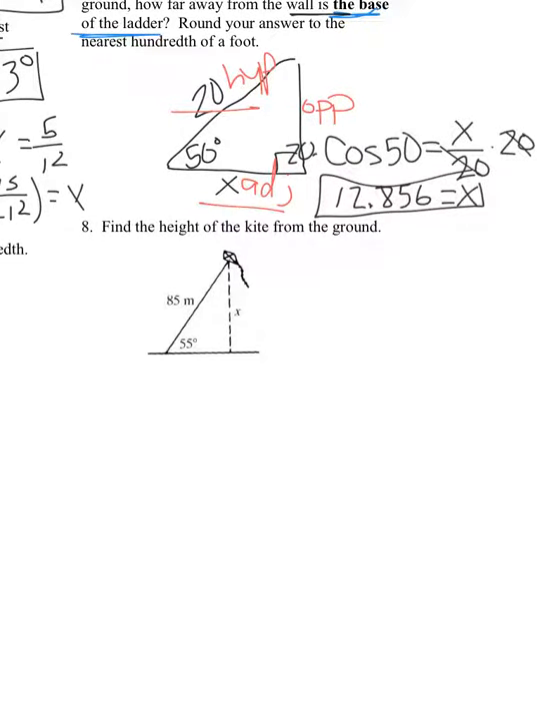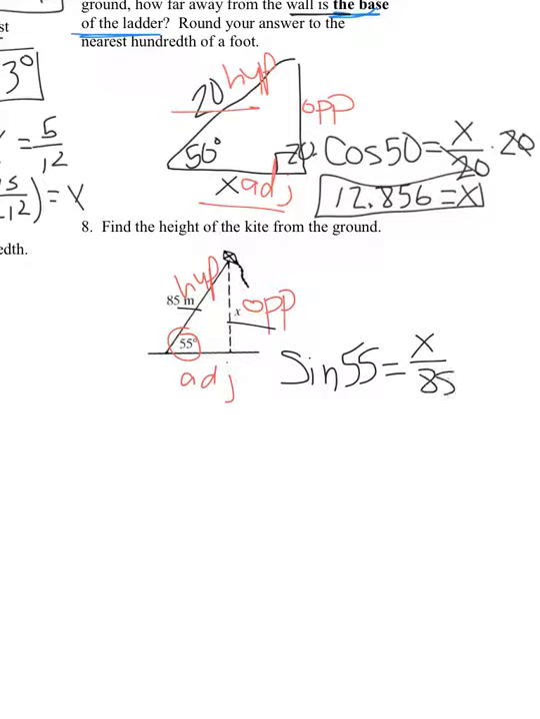Number 8, find the height of the kite. So from 55 degrees, you have opposite, hypotenuse, adjacent. The kite's another problem we see a lot, right? Opposite and hypotenuse is sine. Sine of 55 equals opposite x over hypotenuse 85. Times 85 to both sides. 85 times sine 55 is going to give you 69.628.